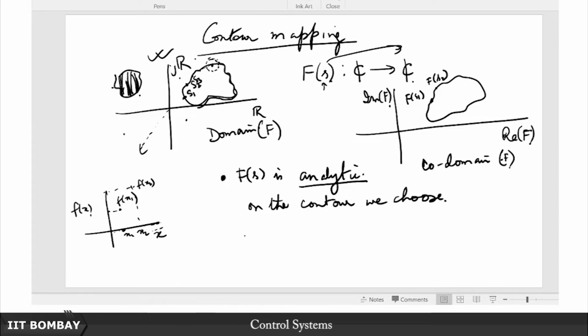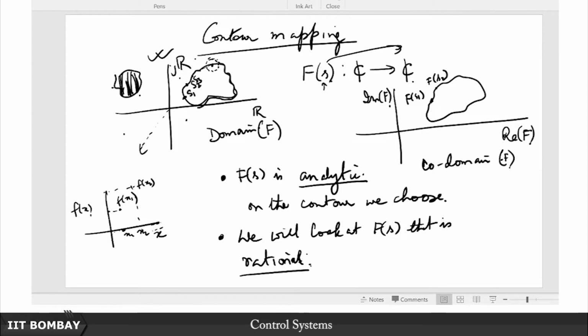In general, we will look at F(s) that is rational, yeah. So in our particular case, it makes sense to only look at rational functions, right. Why rational functions? Because recall all the functions that we are dealing with, they all come from transfer functions for us. So we are going to restrict our attention to not any arbitrary complex function that is analytic, you can have several of those.